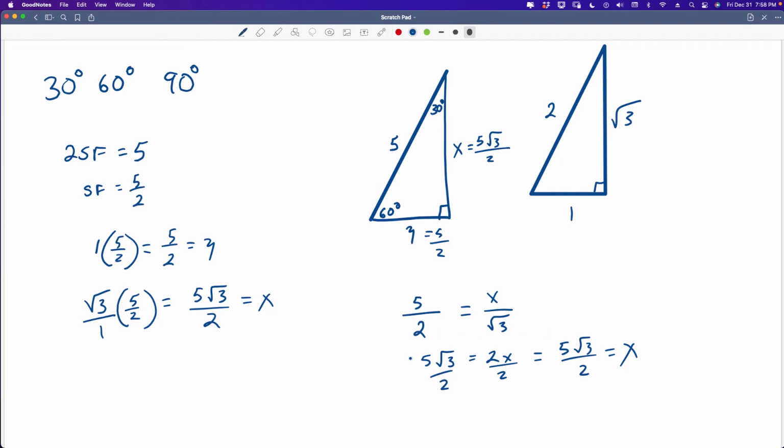All right, this is the proportion method. This is the scale factor method. The proportion method honestly is a little bit faster. There's fewer steps that you have to go through. It's all up to you as to which way you want to do it.